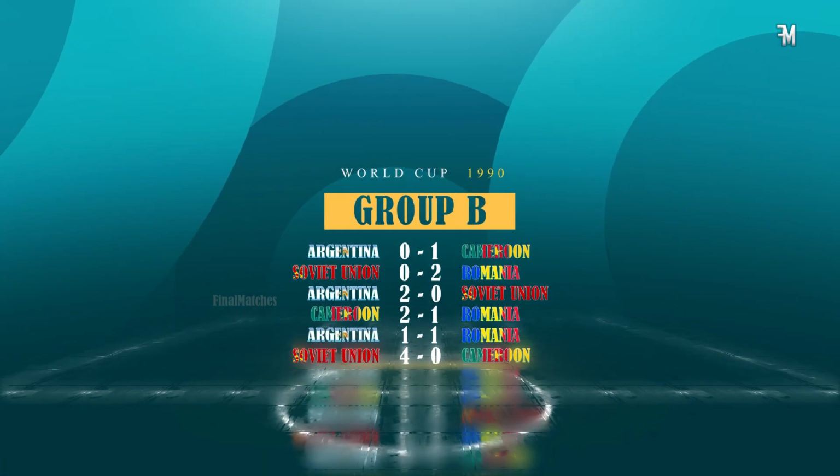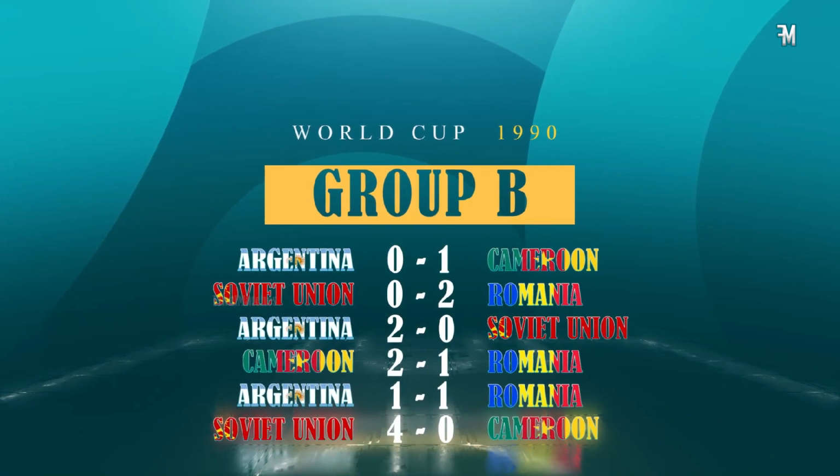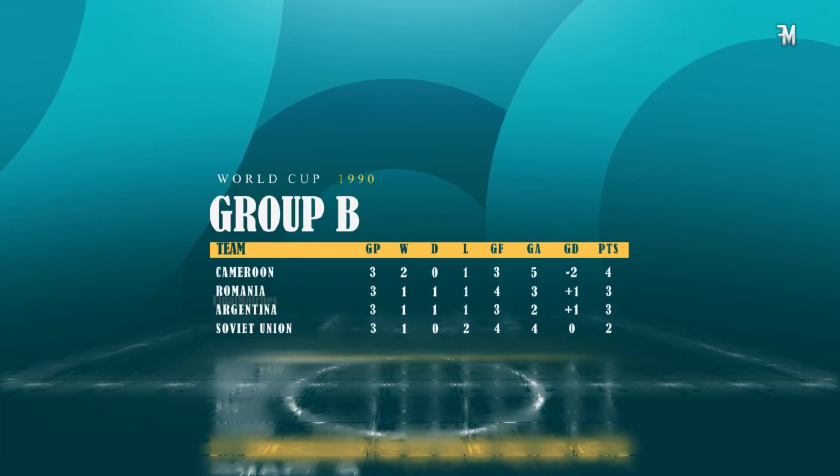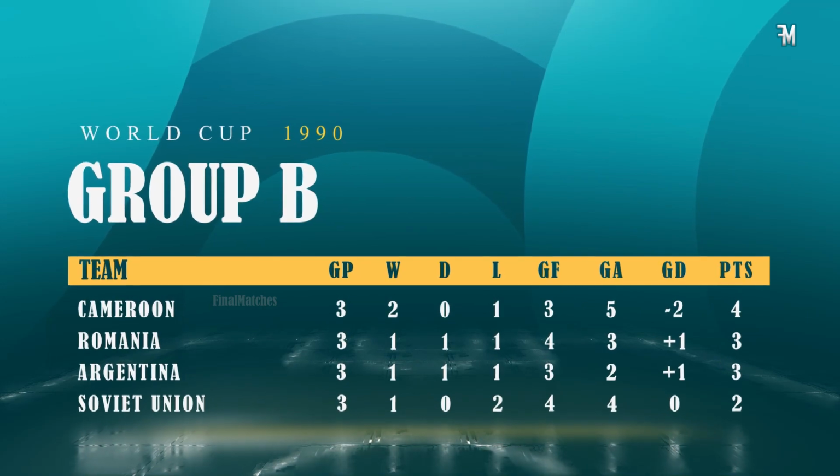Romania and Argentina faced each other in the last game. The game ended with a 1-1 draw. Romania's promotion was confirmed at this stage due to scoring more goals than Argentina.